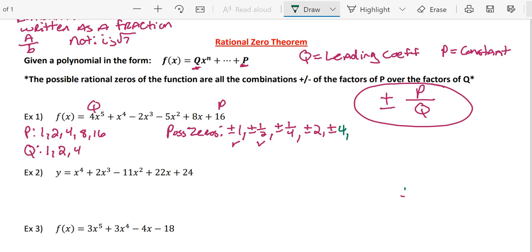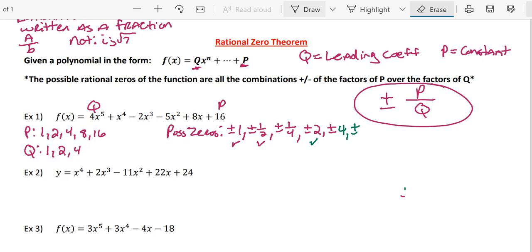Then I have 4 over 2, plus or minus 4 over 2. 4 divided by 2 is 2. So that one's already on the list. And then plus or minus 4 over 4. 4 over 4 is the same as 1. So again, I don't need to list that. Move on. My next value is 8.